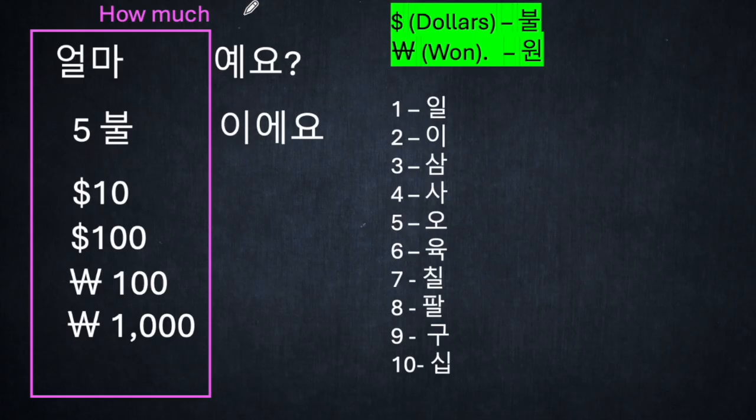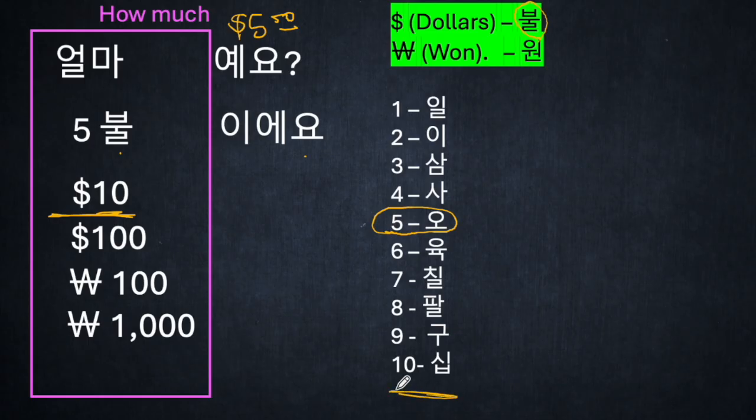Okay, let's say if we want to say $5, how much is it? And then you want to say, oh, it's $5. 5 is 오, dollar is 불. So 5불이에요. Just like other questions, 얼마 means how much. So in this box, you put that amount, and then you continue to say 이에요. All right. So if it's $10, how do you say?